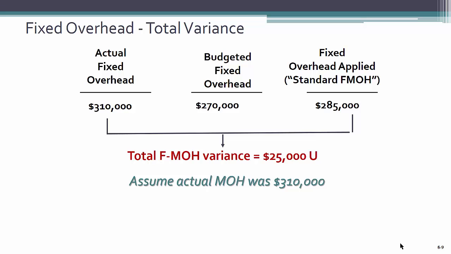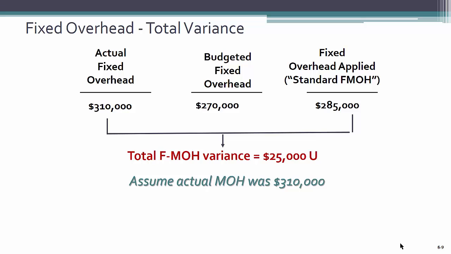And here's where things get interesting. Remember, with standard costing, inventory produced is valued at standard cost. So we are going to compare our actual fixed cost with the standard cost allowed and determine a total fixed overhead variance.